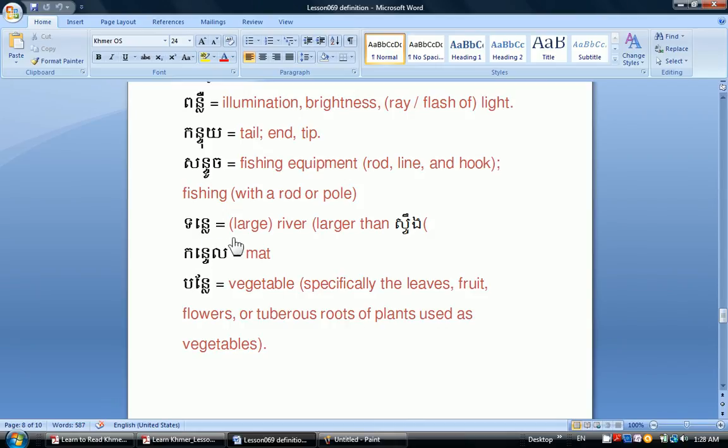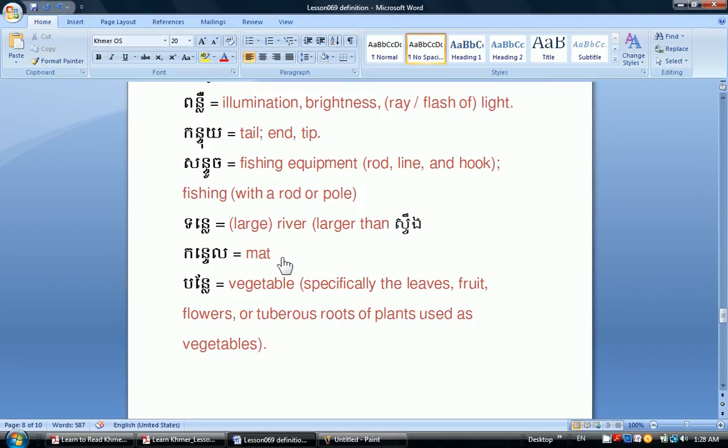Tunle is a large river, and it is larger than the Khmer stung. Stung is also a smaller river than tunle. Okay?